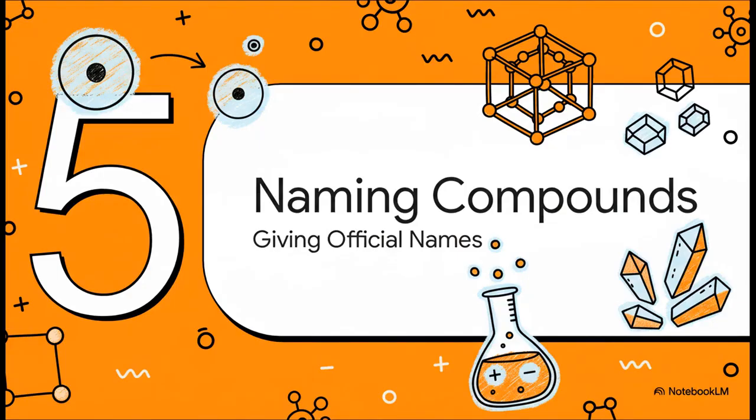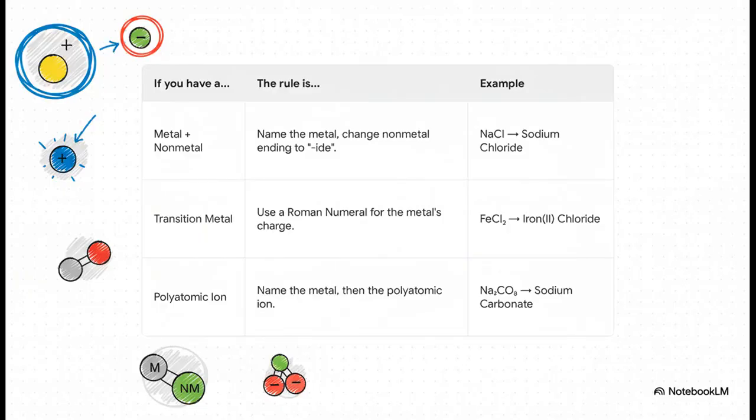We've built the formulas. We are in the home stretch. The very last step is learning the rules for giving each compound its correct official name. Let's break it down. This little table makes it so easy. Let's just walk through it. First up, the simple stuff, a metal and a nonmetal, like NaCl. You just say the metal's name, sodium, and then change the nonmetal's ending to "ide." So chlorine becomes chloride, sodium chloride.